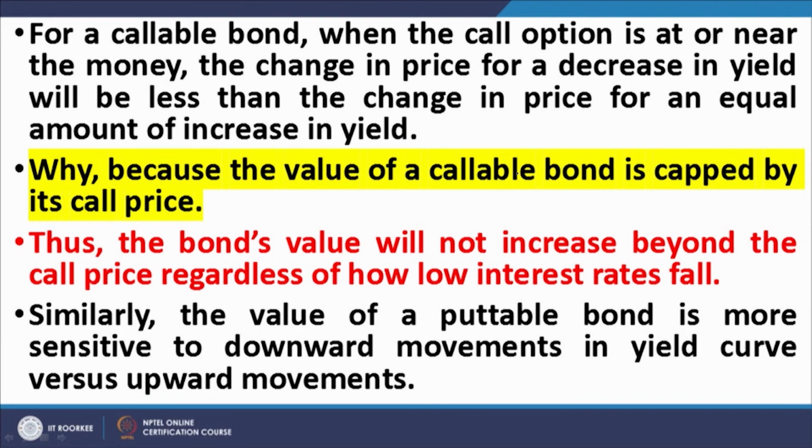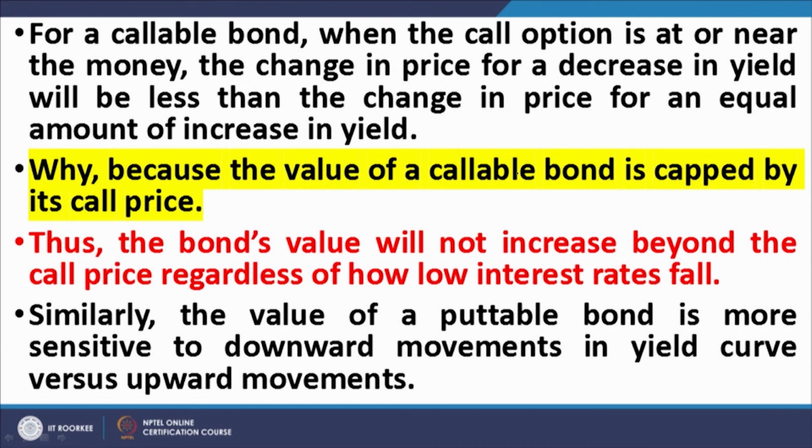A decrease in rates would give you a different duration compared to an increase in rates. So, for that purpose, what we consider is the one-sided duration. For a callable bond, when the call option is in or near the money, the change in price for a decrease in yield will be less than the change in price for an equal amount of increase in yield. Why? Because the value of a callable bond is capped by the call price. Thus, the bond's value will not increase beyond the call price regardless of how interest rates fall.